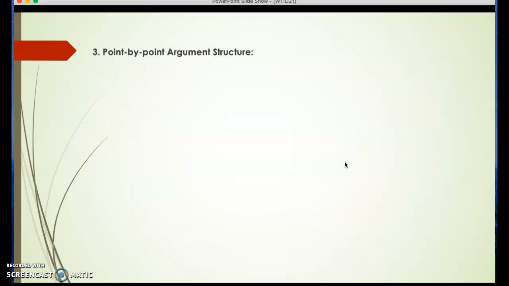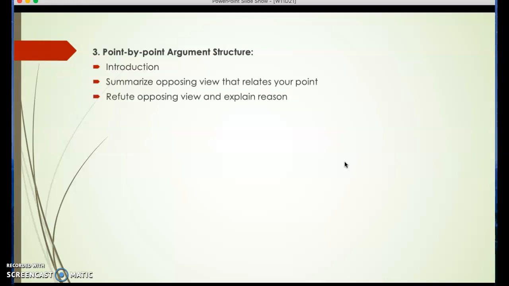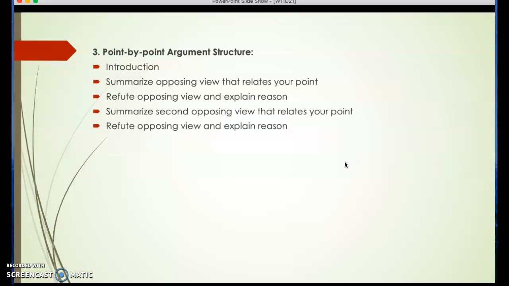And then there's the point-by-point argument structure. So here we have an introduction. You summarize the opposing view that relates to your point, and then you refute it with evidence that explains why you're refuting it, and then you go to another opposing viewpoint and you refute that again and explain why you're refuting it with evidence and research, and you keep on repeating this, ending with any additional reasons that will support your argument.